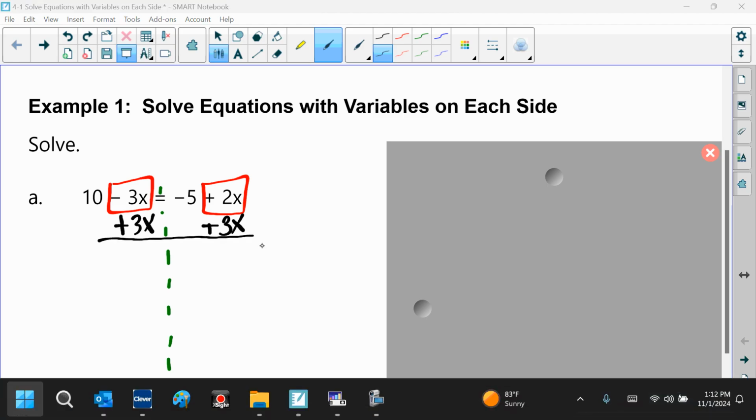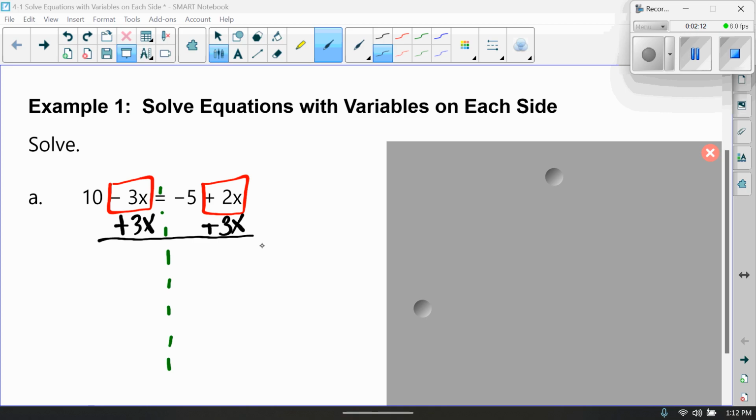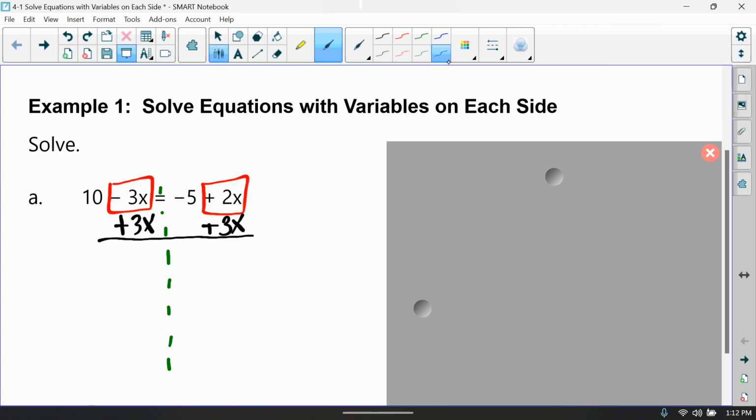Okay? So these 3x's, that's a number plus its opposite, is equal to 0. And we're left with, on the left-hand side, 10 plus 0, which is just 10. Is everybody with me? So we get 10 is equal to, and then on the other side, we simplify that. We've got negative 5, and then 2x plus 3x is 5x. So plus 5x. Okay? So now it's just a regular two-step equation.